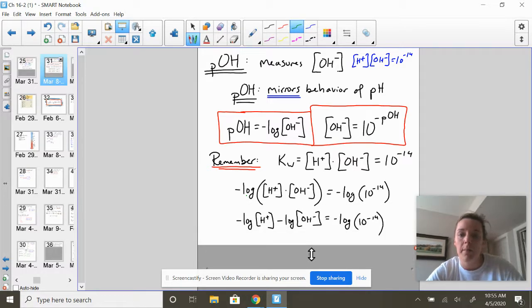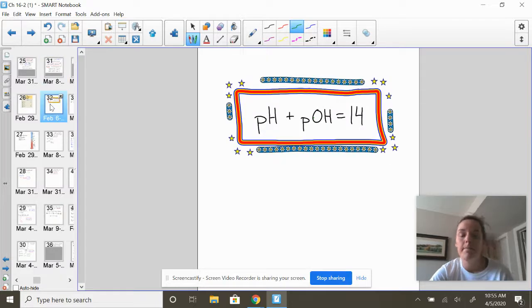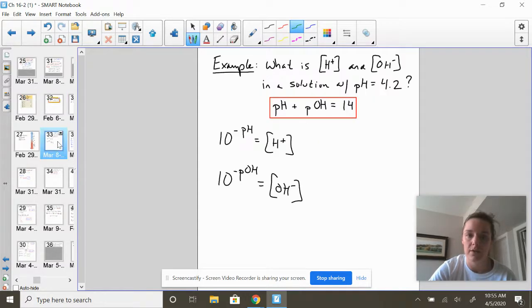We remember that our ion product constant for water is going to be 10 to the negative 14. And if we plugged these values into our calculator, every time we would be getting that the negative log of the product, of the ion product constant for water, is always going to be equal to the negative log of 10 to the negative 14. All right, so therefore, pH plus pOH is always going to equal 14. Okay, let's do some examples here.